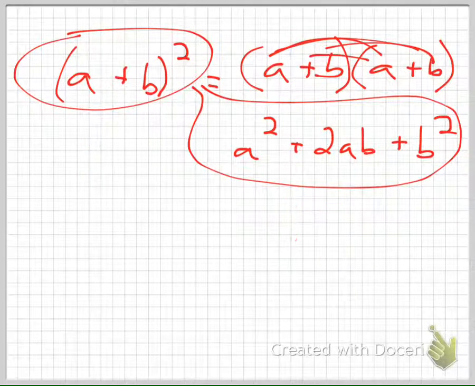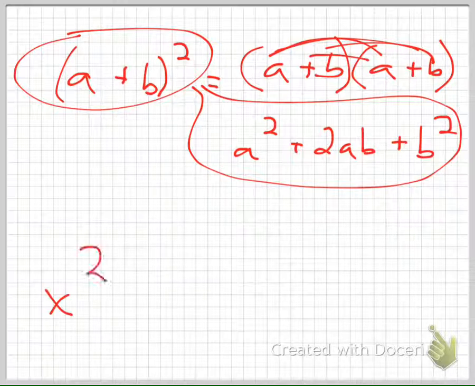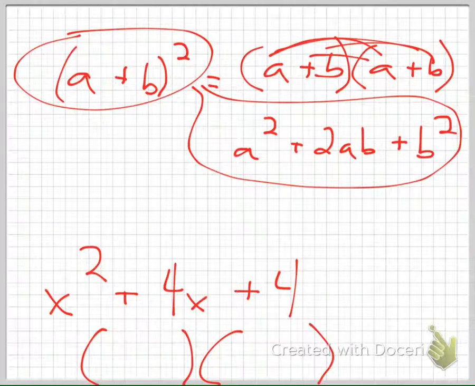I'll say that again. This guy is not factored. This guy is. If I gave you x squared plus 4x plus 4, and I said factor that, what's it going to look like? It would be two binomials multiplied by each other.